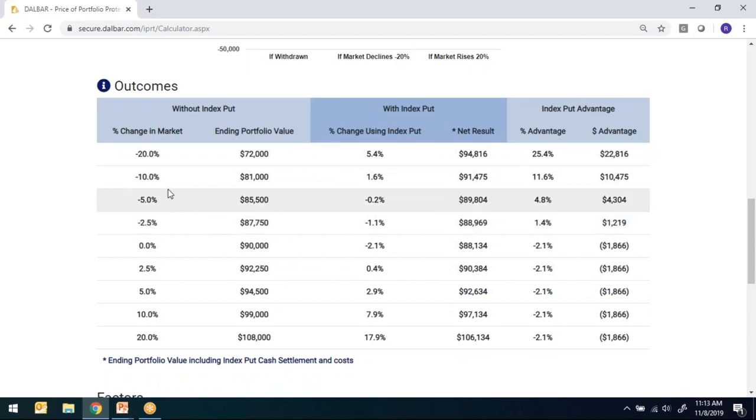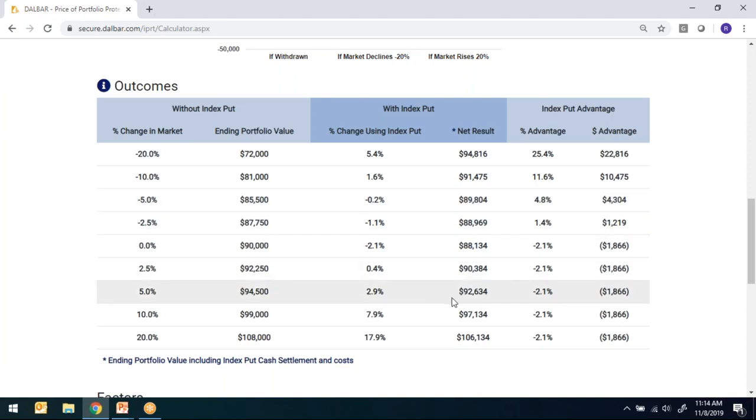In this table, we look at the same 20% loss scenario and 20% gain scenario, but we go a little bit deeper as to different scenarios in between. We also take a look at how the ending portfolio value would be affected without the index put, and that's the first 2 columns, with the index put, which is the next 2 columns, and then the advantage that the investor receives for purchasing the index put.